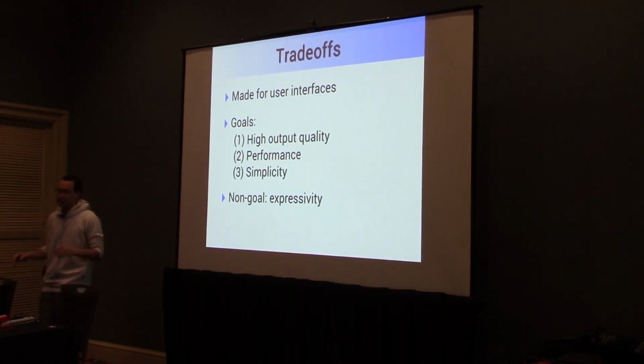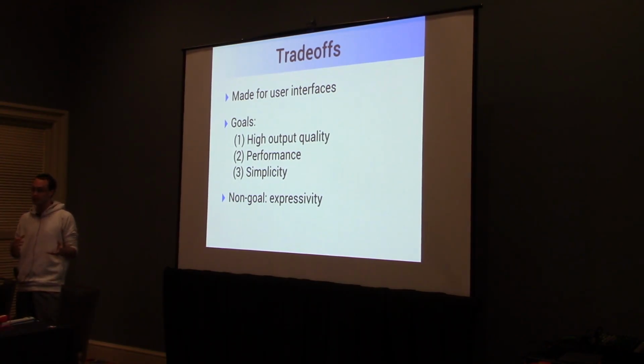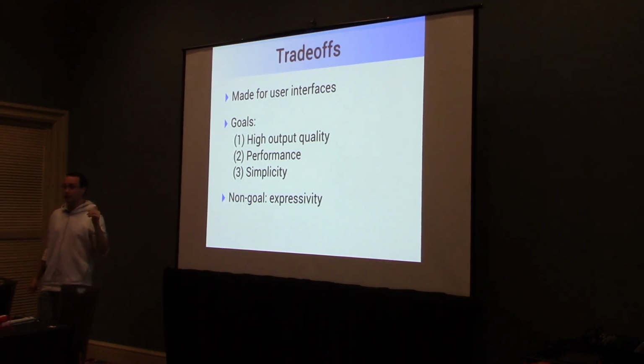There are some trade-offs I made in designing this library. So I care about user interfaces. So my goals are to have a high output quality. In practice, it means good anti-aliasing. If you use the hardware features for anti-aliasing, it will not look as good because it's tailored for 3D rendering. So we have another implementation of anti-aliasing. We care about performance. We want to have a fluid interface. And third point is simplicity. We don't have many resources, so we want to keep things simple.